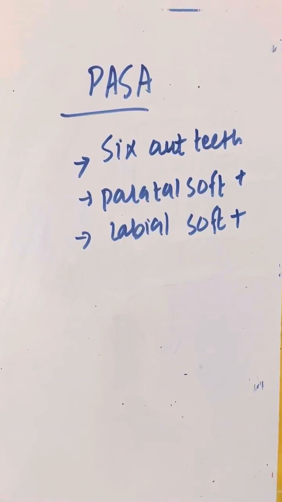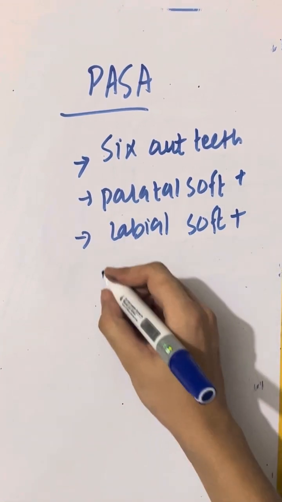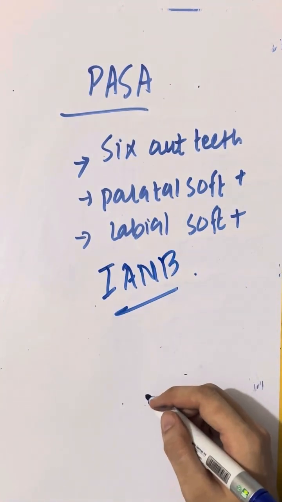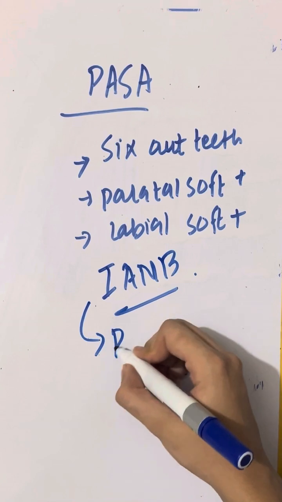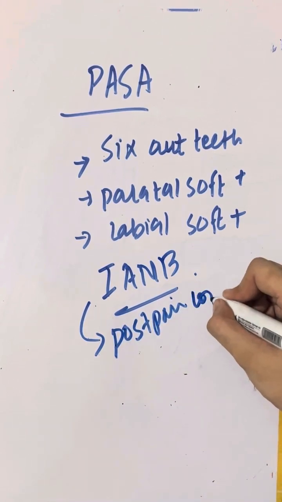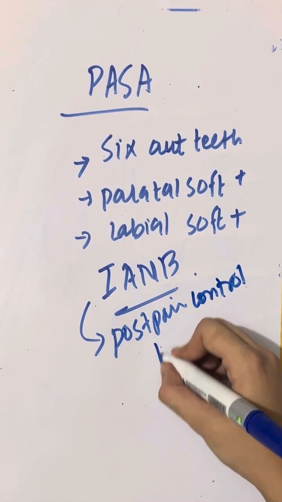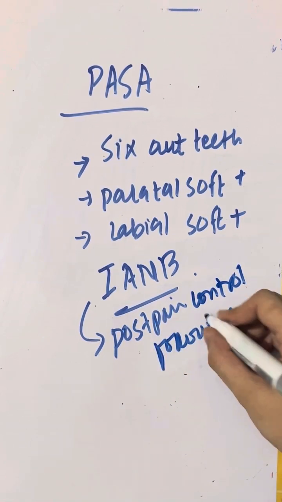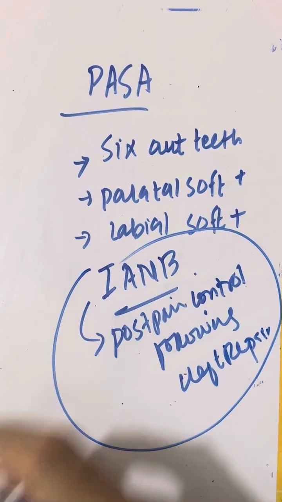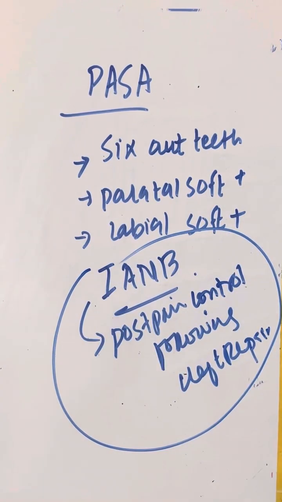Then comes the palatal approach superior anesthesia, which anesthetizes six anterior teeth, palatal soft tissue, and labial soft tissue. Then comes the inferior alveolar nerve block. Inferior alveolar nerve block is given for post-operative pain control following cleft repair.